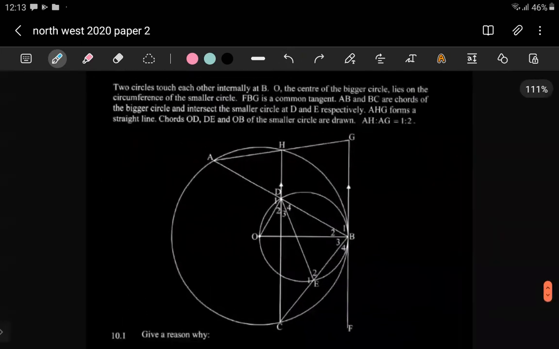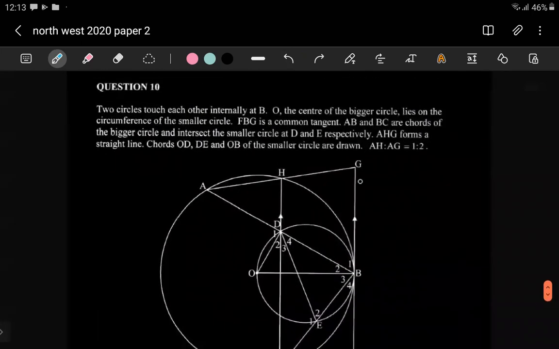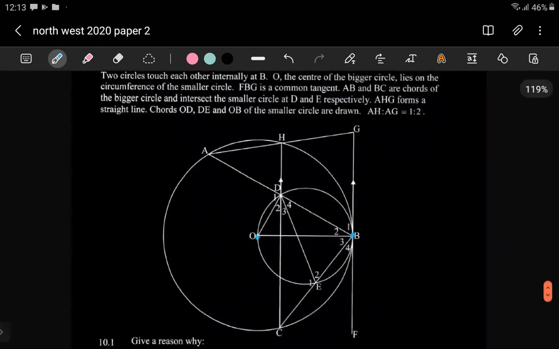So it says here, two circles touch each other internally. They touch internally at B. And then it says O is the center of the bigger circle, so it means the diameter of the smaller circle is the radius of the big one. And O, the center of the bigger circle, lies on the circumference of the smaller circle. Okay, fine.